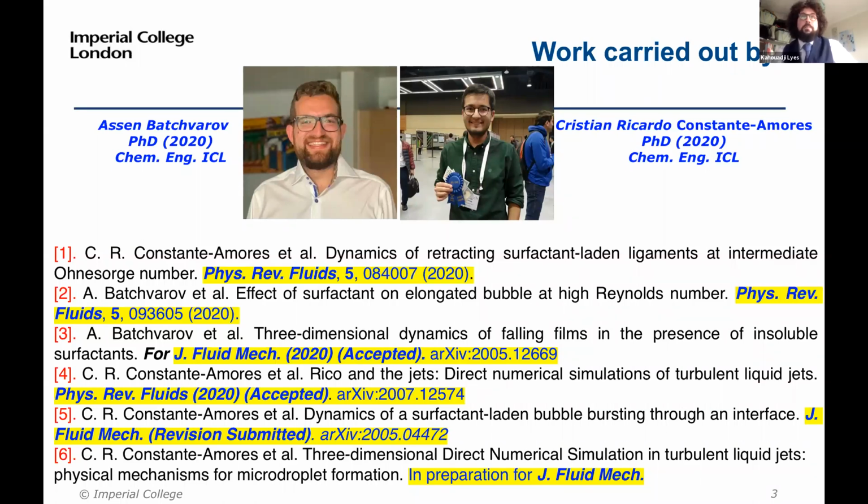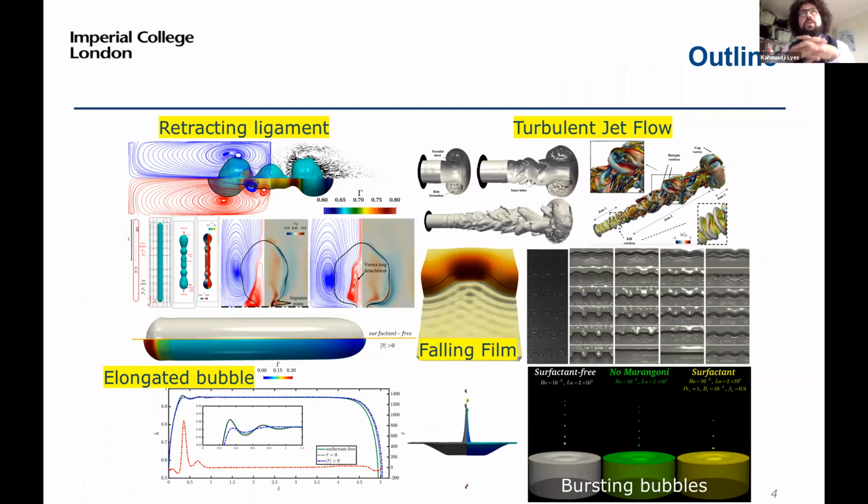So the topic I will be showing, first of all, is talking about the code, but also the multitude of application and multi-scale that can be applied in it. So you have retracting ligament, the jet flows, the falling film, bursting bubble, elongated bubble, and all of these topics, we make them general, especially for the jet flow.